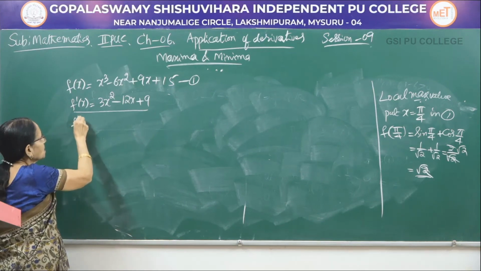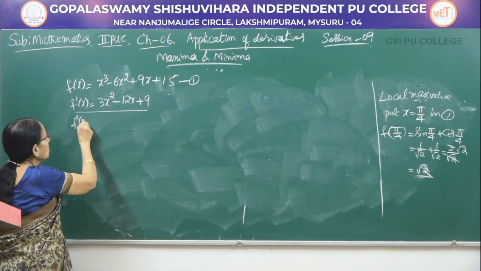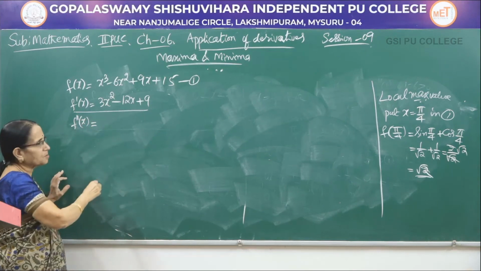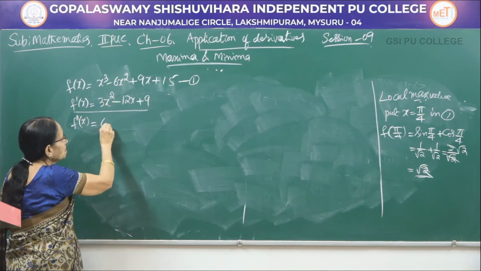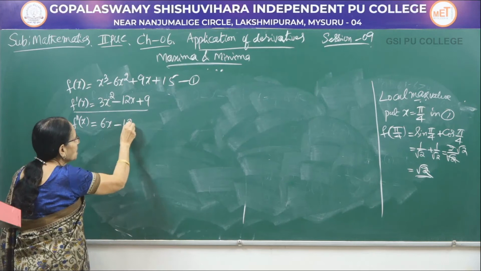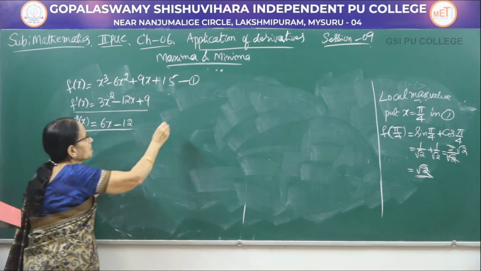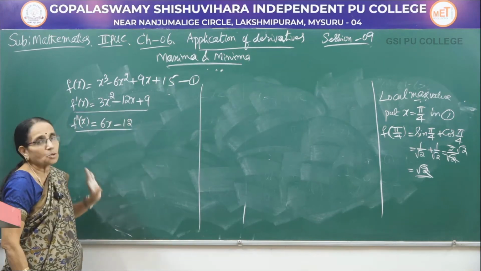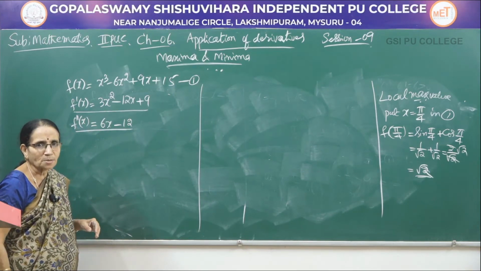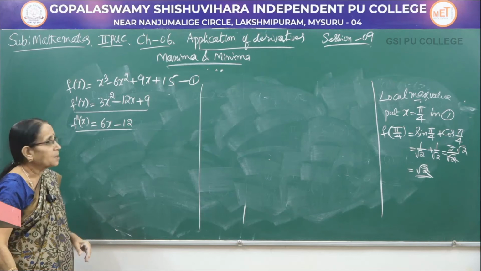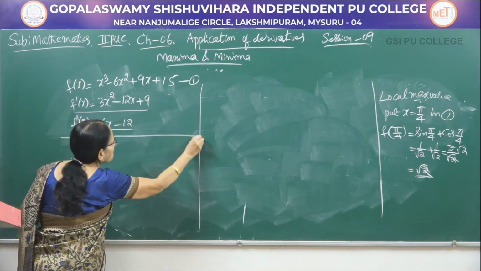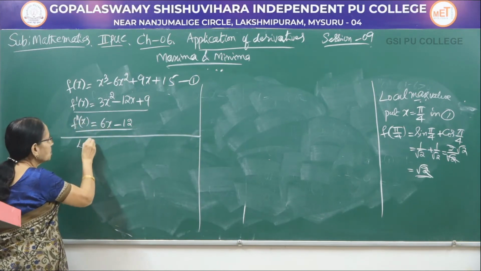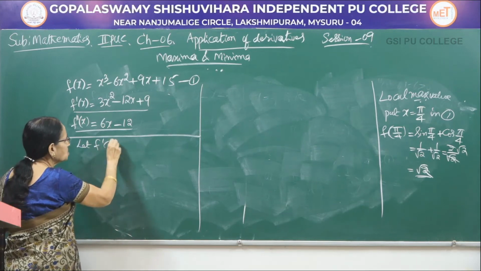Now, let me calculate the second derivative also, f double dash x. So, 3 into x square becomes 6x minus 12. Now, this is the second derivative. So, as soon as the function is given, first you do these two steps here. Differentiate once, differentiate two times. Then let us find the critical point.